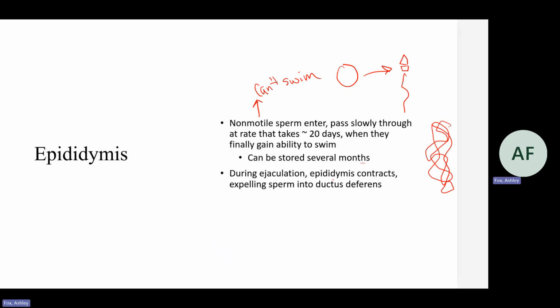During ejaculation, where sperm is released from the body into the urethra and then out, the epididymis actually contracts and helps push sperm that's ready. It's going to be closer to the tail, into the ductus deferens that will then travel into the urethra to be expelled from the body.